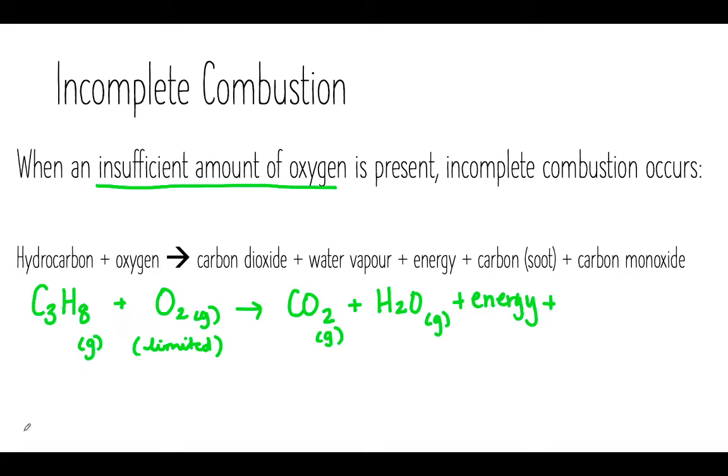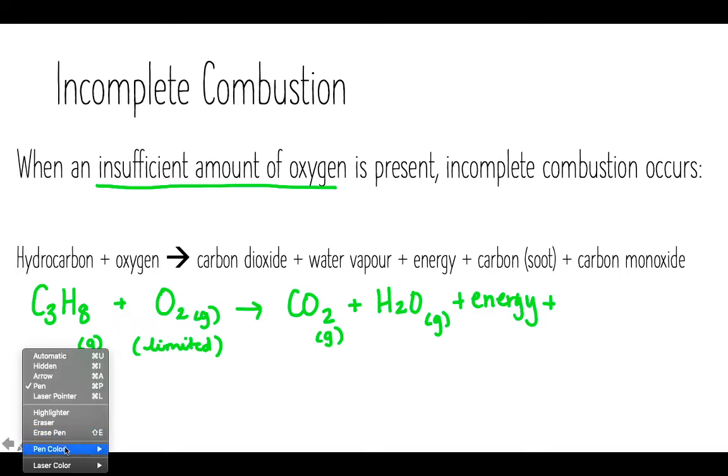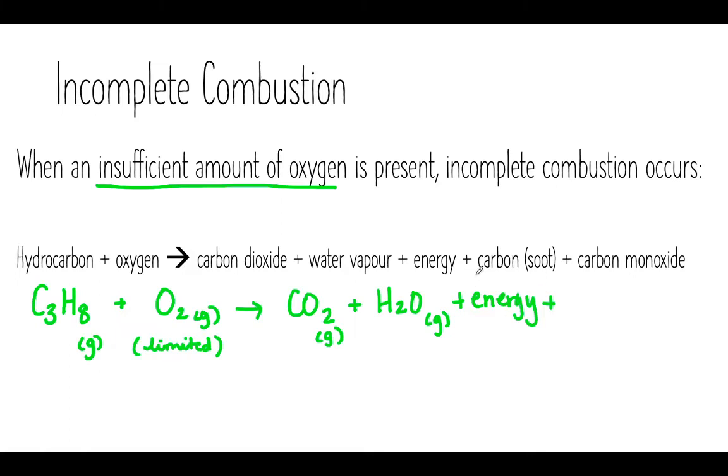Now, what makes this different than complete combustion is that there are two additional products. And these additional products, the first one is carbon, solid carbon that's produced, and this is known as soot. And if you're looking at an incomplete combustion taking place in real life, you'll notice a black powder that is produced.